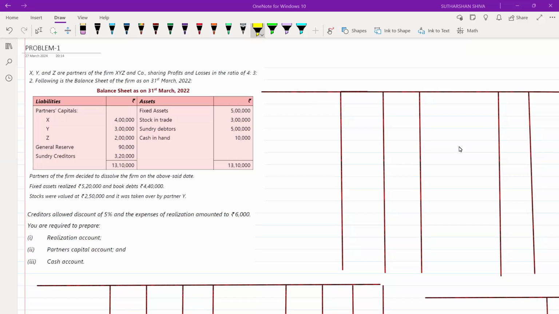The cash account will always get tallied. The capital account balance should be transferred at the end to the cash account, and the cash account balance will get tallied. If there is a realization profit, it will be transferred to the partners' capital account. Realization profit will appear on the debit side of the realization account. It will get transferred to the partners' capital account on the credit side.